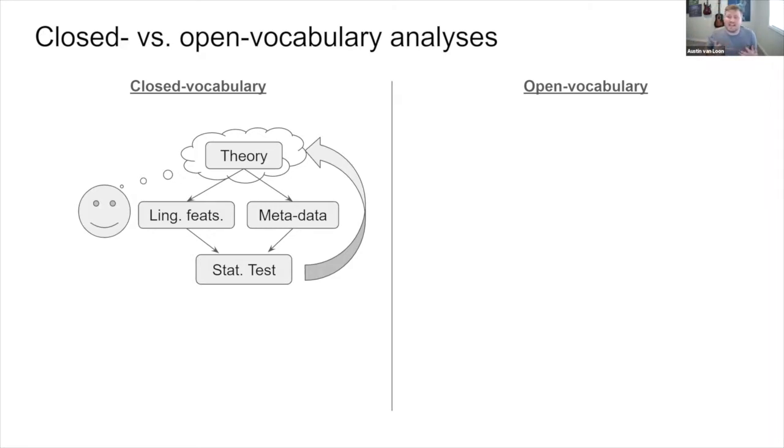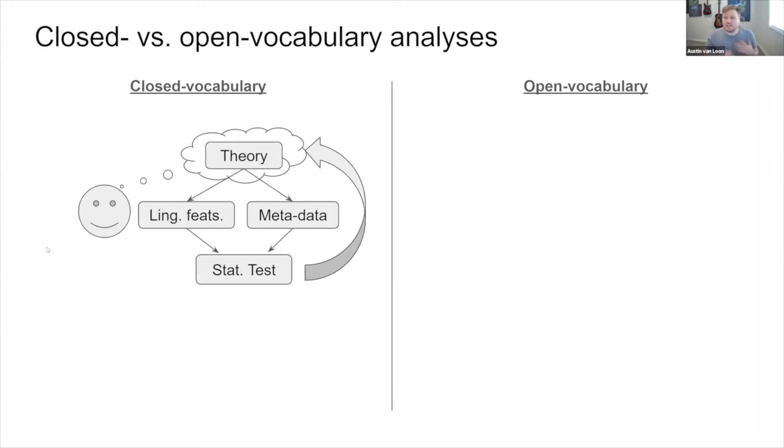So this is a little diagram to represent what happens in the closed vocabulary approach. The idea is that an analyst comes to the setting with some kind of theory about how things work. That theory then guides the development of some testable hypotheses. Those hypotheses suggest some linguistic features that you should measure about your corpus of text, and that should also suggest some relationship with some kind of metadata. We'll go through an example of this in a second. But then the selection of those linguistic features and metadata suggests some statistical test, and the results of that test reflect back on the validity or soundness of the theory.